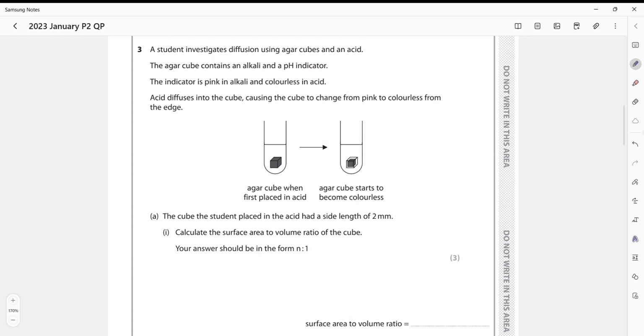Students investigate diffusion using agar cubes and an acid. The agar cube contains an alkali and a pH indicator. The indicator is pink in alkali and colorless in acid. So if you guys take chemistry, you'd know that this is actually phenolphthalein. Acid diffuses into the cube, causing the cube to change from pink to colorless from the edge. Okay.